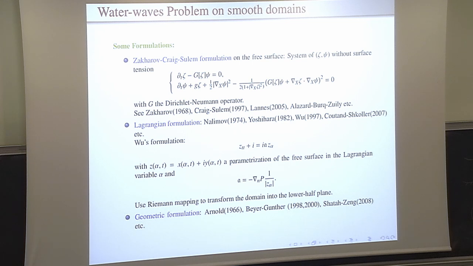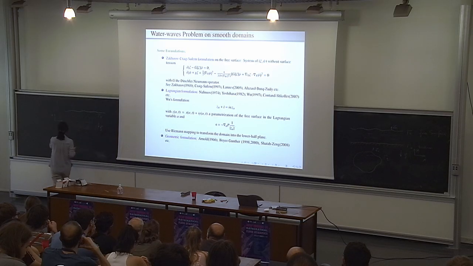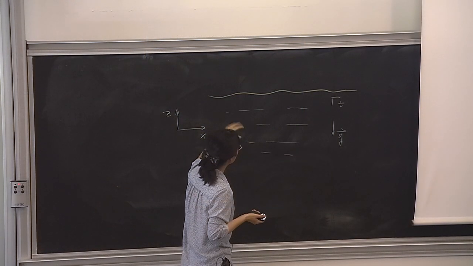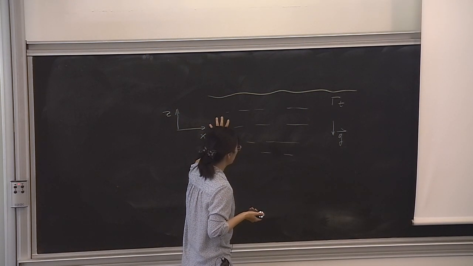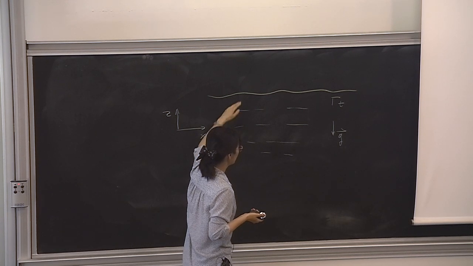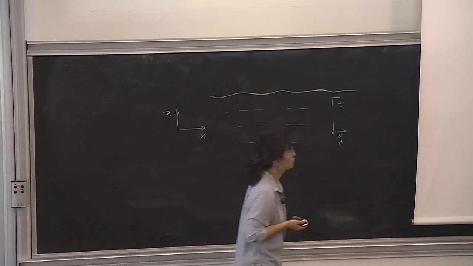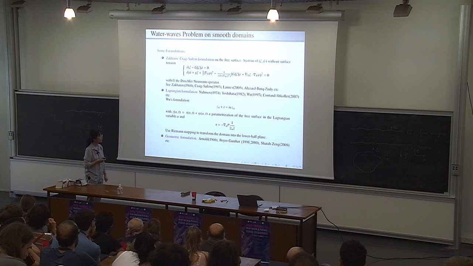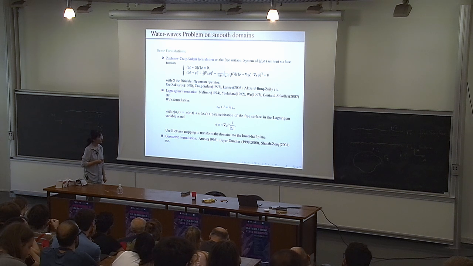vorticity. And for Wu's formulation in 2D, she parametrized the free surface with a Lagrangian variable, and she uses the Riemann mapping to fix the domain, I mean, to straighten the domain like this. She works on this half plane, and she straightened the domain into the lower half plane, R2 minus. And so she rewrote the equation in an equivalent form like this, and here is the Taylor sign condition.